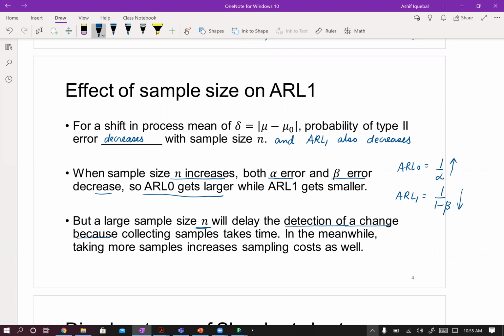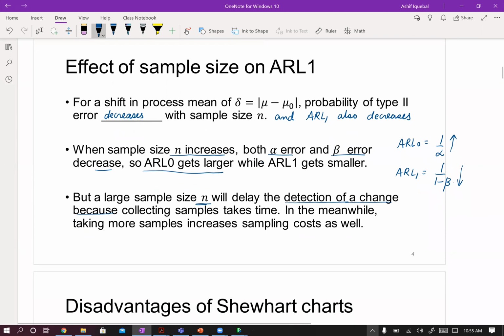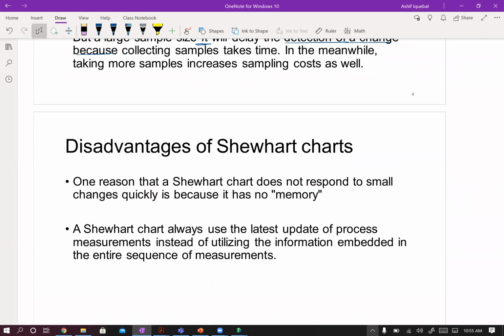Now, one reason why Shewhart control charts do not work very well is that they don't have any memory. Now, I'll talk about what memory is.